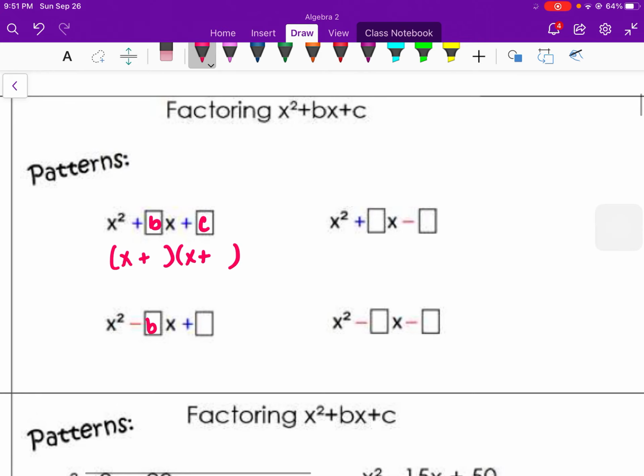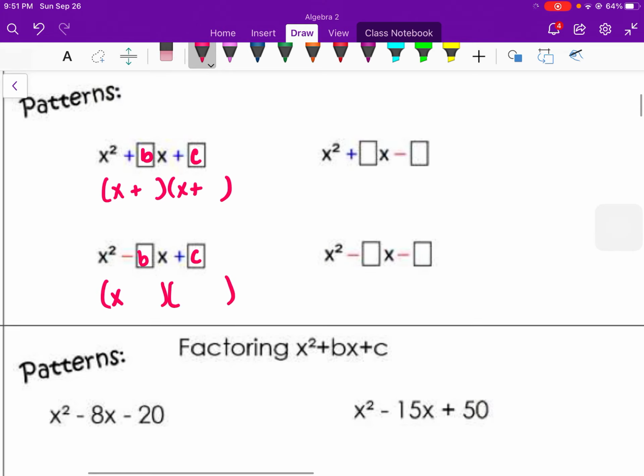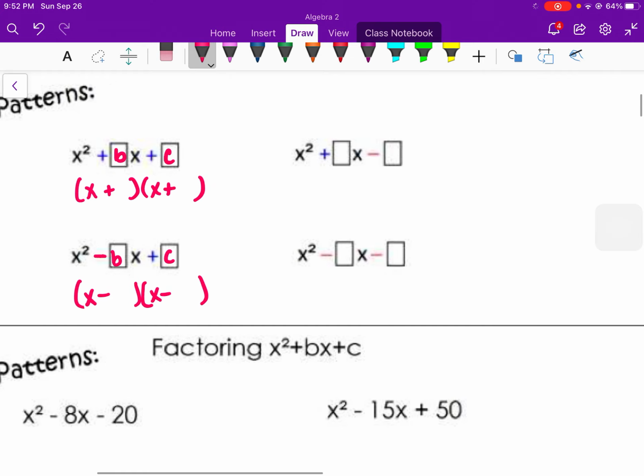The other case, when B is negative and C is positive, well, that means that to get the positive number at the end, your signs had to be the same, but they had to be both negative this time because the B is adding up to a negative number. So that one will be x minus and x minus. So when you multiply it out, you're going to get a positive answer at the end, the last one that you multiply, but in the middle, it will add up to something negative.